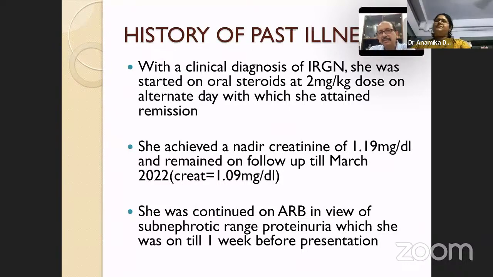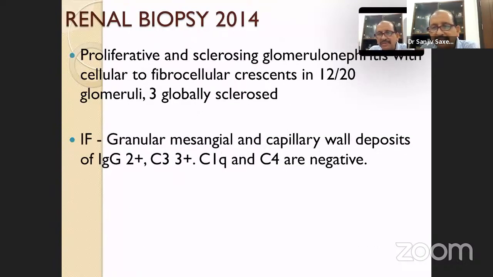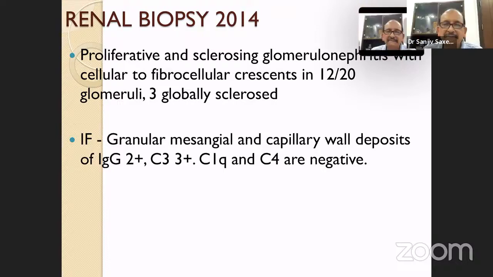Yes, sir. Okay. Dr. Santosh, were you happy with the diagnosis of IRGN at that time? I don't believe I was looking after this patient, but I think the general feeling was it was an IRGN because of the C3. But C4 also was low, but then the ASLO was high. Right. Okay. If Dr. Santosh agrees, then Anamika, you and I can't debate on it. Okay. So you go ahead.